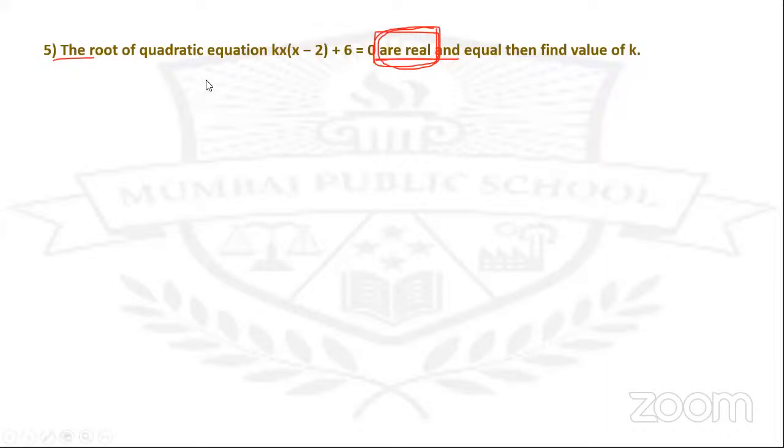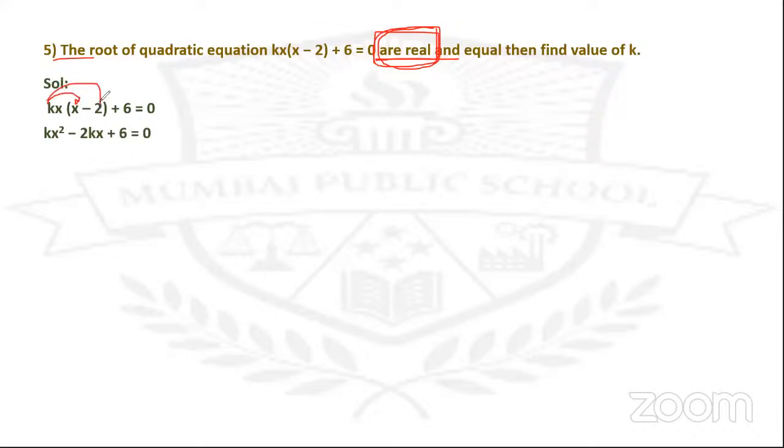We'll just start solving that. kx into x minus 2 plus 6 equals 0. You get kx square minus 2kx plus 6. You multiply kx with all the terms inside the bracket.